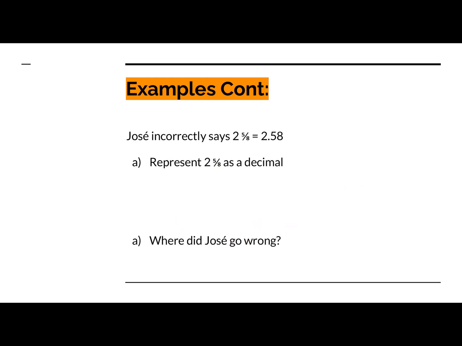Now let's look at this example here. Jose incorrectly says 2 5/8 is equal to 2.58. So we know this is wrong, so let's try to do it correctly. So let's represent 2 5/8 as a decimal. So 2 5/8 is equal to 2, and then we're going to add 5 divided by 8. So 5 divided by 8, what do we get here?